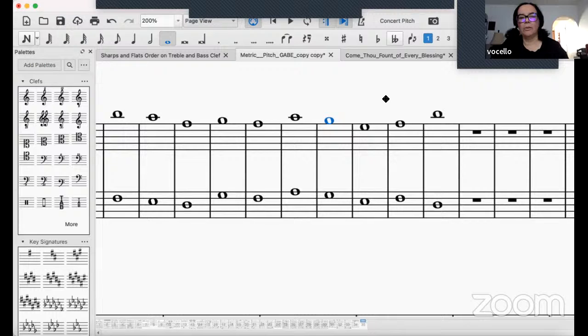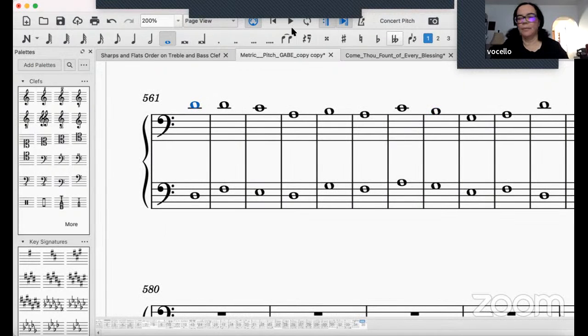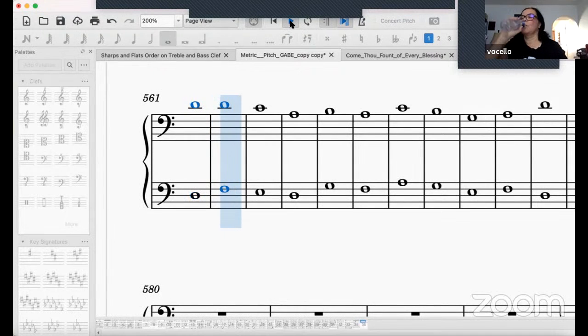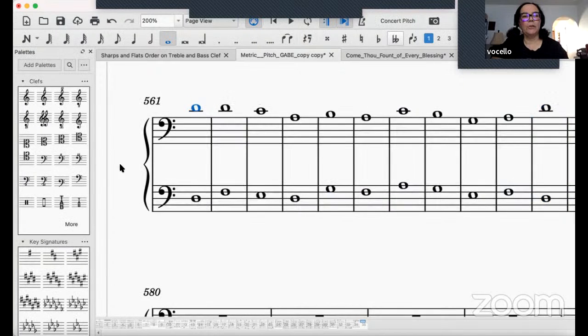Let's see how it sounds. Now let's add the name of the notes.